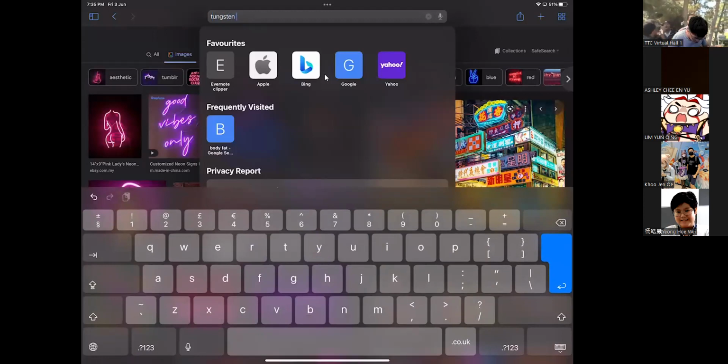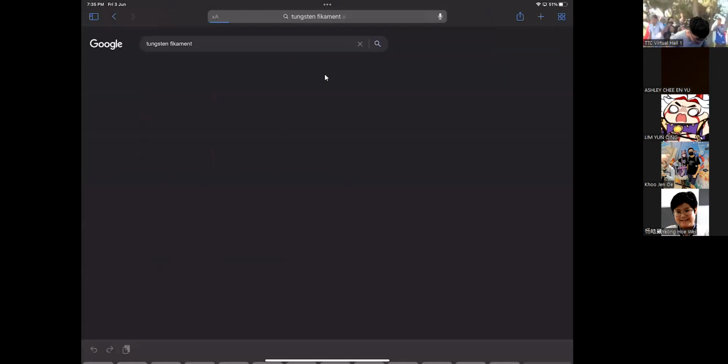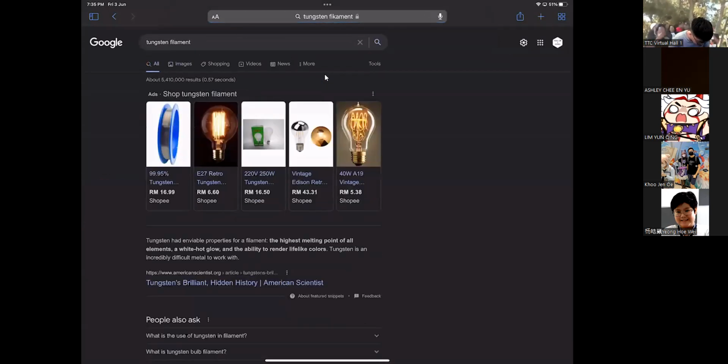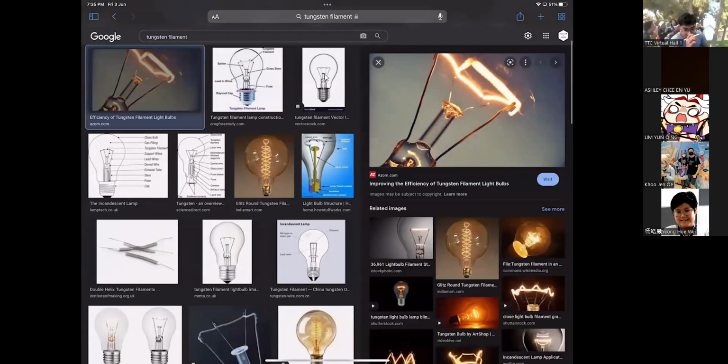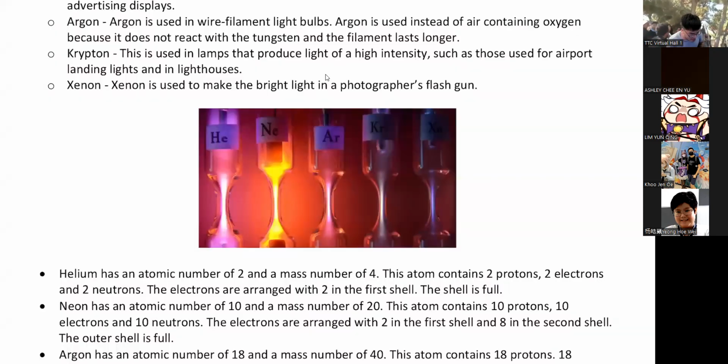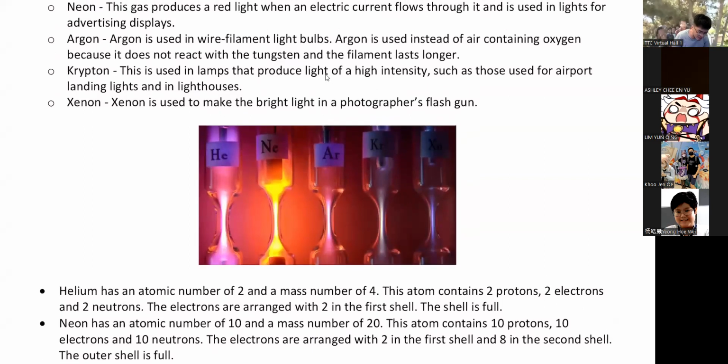Tungsten filament is this thing. Last time your light bulb had this wire in the middle, right? That wire is the tungsten. If your light bulb has air inside, this tungsten will react with the oxygen and burn. But if you put argon inside, it will light up just fine and last much longer. This is what Edison did. He put argon inside the light bulb, so they last longer.